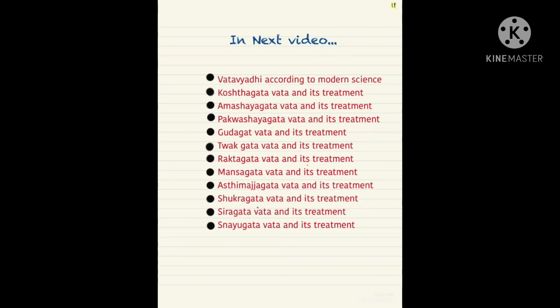Now in the next video we will see what is Vatavyadhi according to modern science, and different types of vatas like Koshtagat Vat, Amashayagat Vat, Pakvashayagat Vat, Gudagat, Twakagat, Raktagat, Maunsagat, Asthimajjagat Vat, Shukragat, Siragat Vat and Snayugat Vat, and their treatments also. So I have tried to make this topic simple by making these short and concise notes.